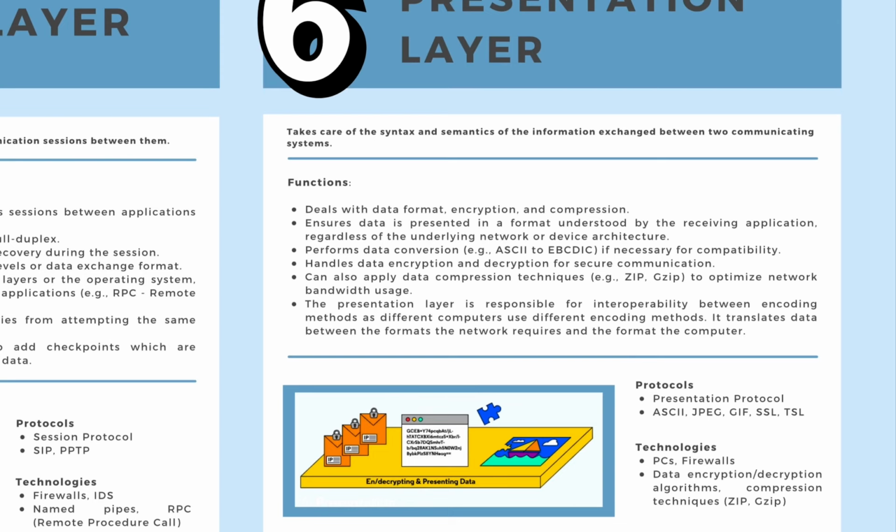So it's really important. It ensures data is presented in a format that is understood by the receiving application, regardless of the underlying network or device architecture. So it has to be really universal. Okay, it performs data conversion. For example, we have coding protocols such as ASCII, which is one of the most important ones, and it does this conversion if it's necessary for compatibility between two systems. It can also apply data compression techniques such as, for example, WinZip or gzip to optimize network bandwidth usage.